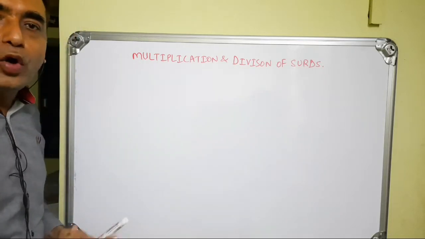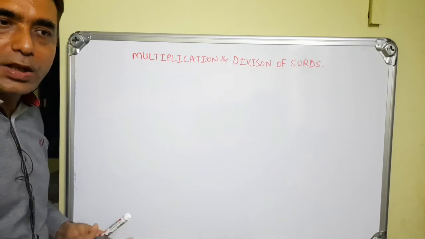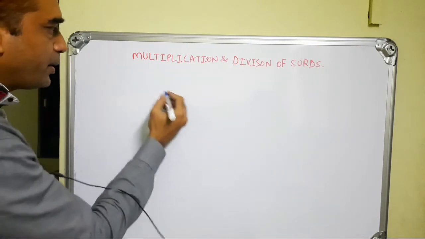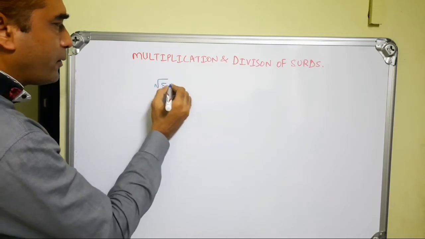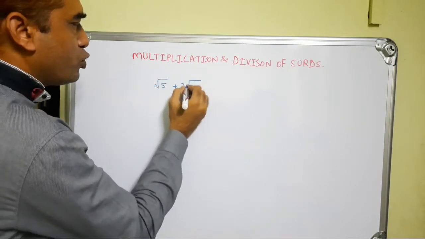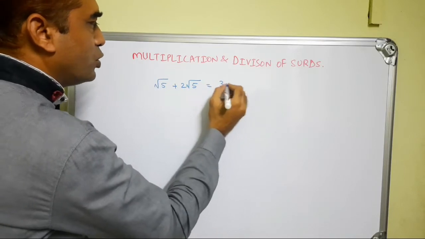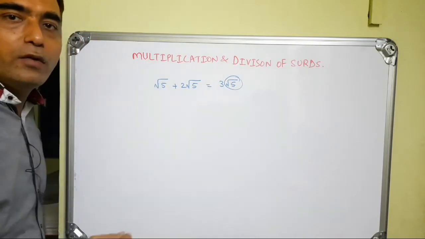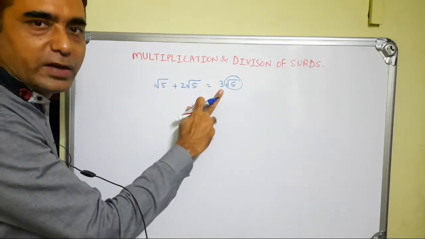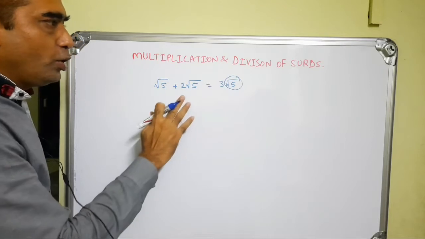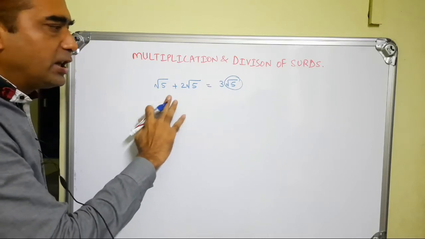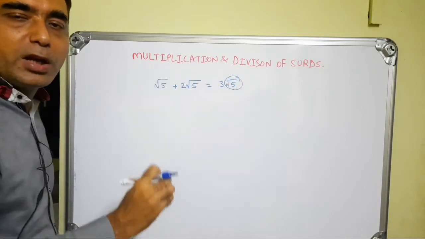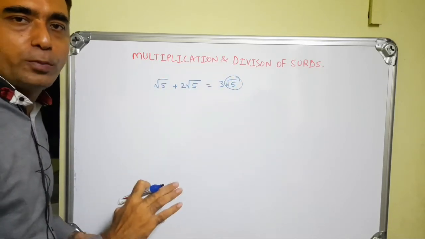Now what we learned in the previous video is that the addition and subtraction of only like surds is possible. Example, square root of 5 plus 2 root 5 equals 3 root 5, in which the irrational factor will not change, only the rational factor will change. So the addition and subtraction of only like surds is possible, but in the case of multiplication and division, the multiplication and division of unlike surds is also possible.